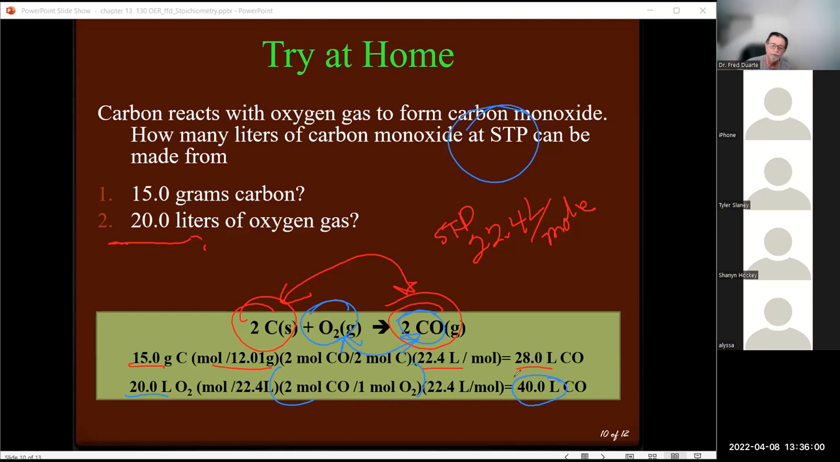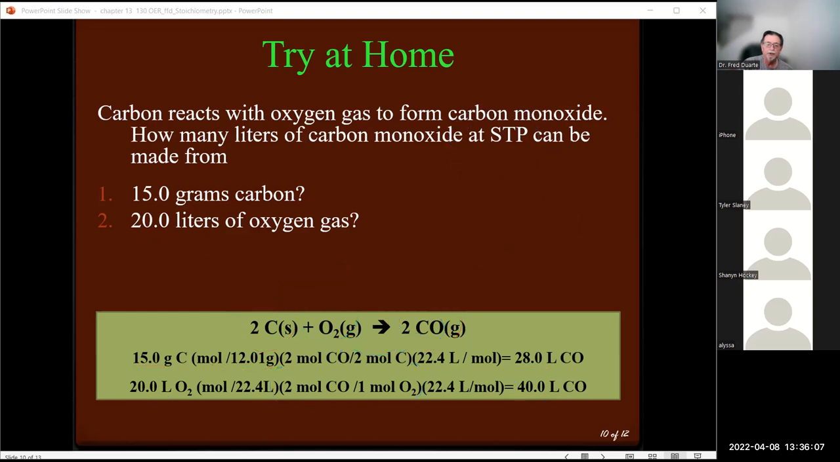So take a look at that. See if you can come up with the same answer, see if it's clear for you. If not, after we take a short break, we can come back and go over it again.